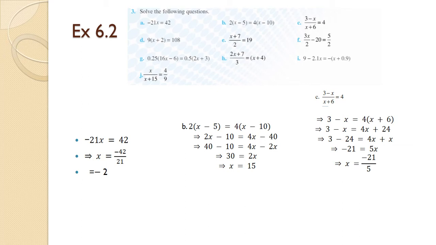So I will take minus 21 to the other side of the equation, so it will become division. So I get x is equal to minus 42 divided by 21, that is minus 2. Let me come to B.